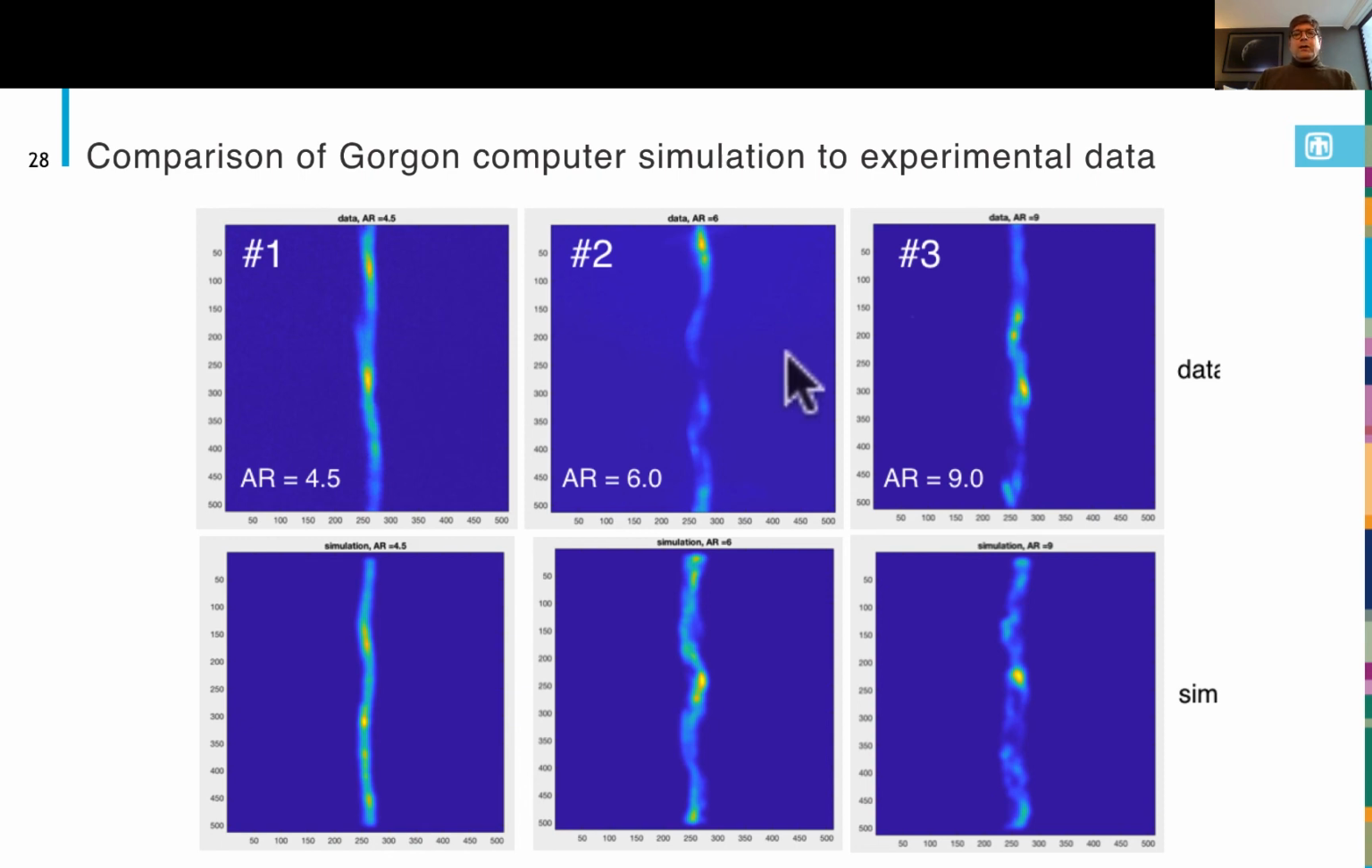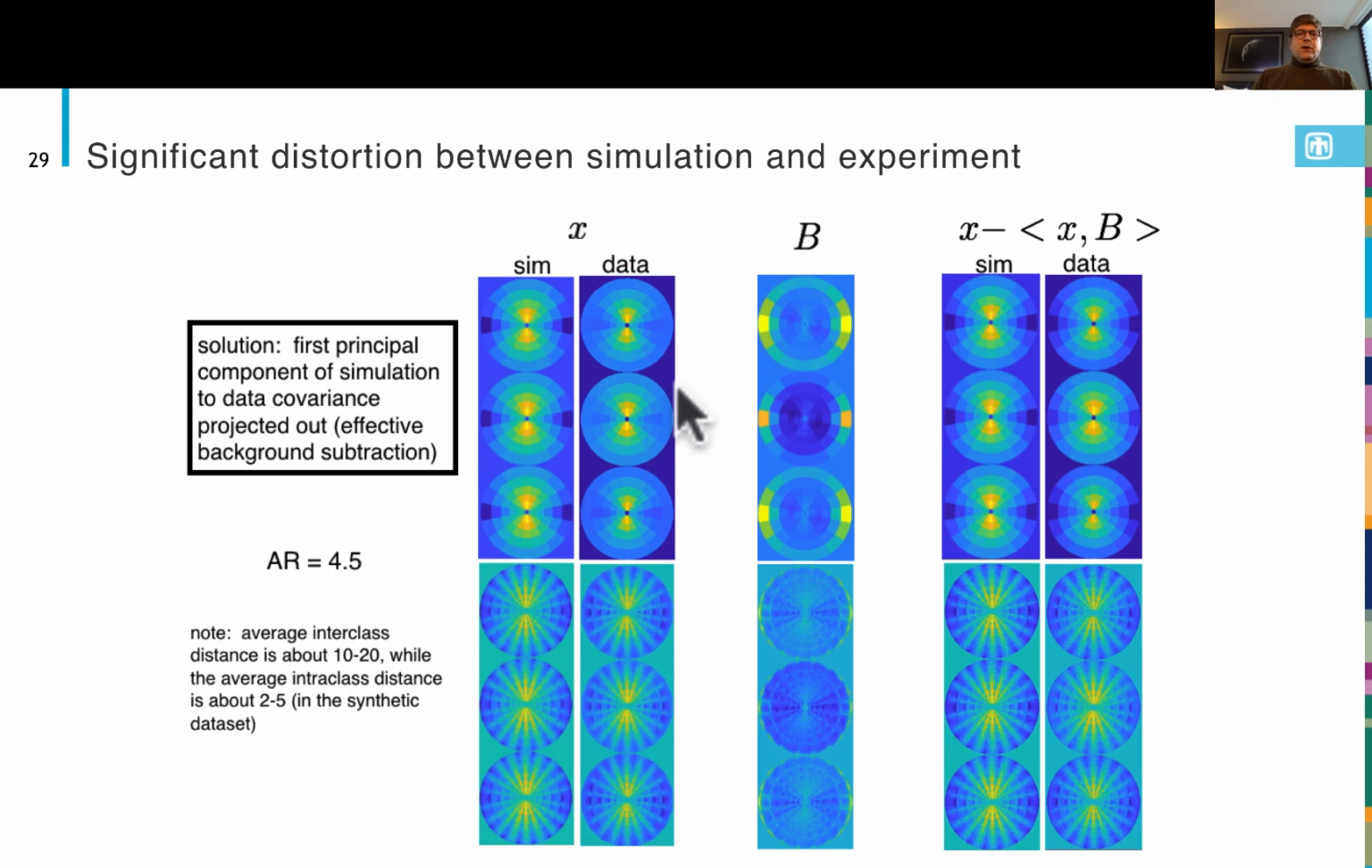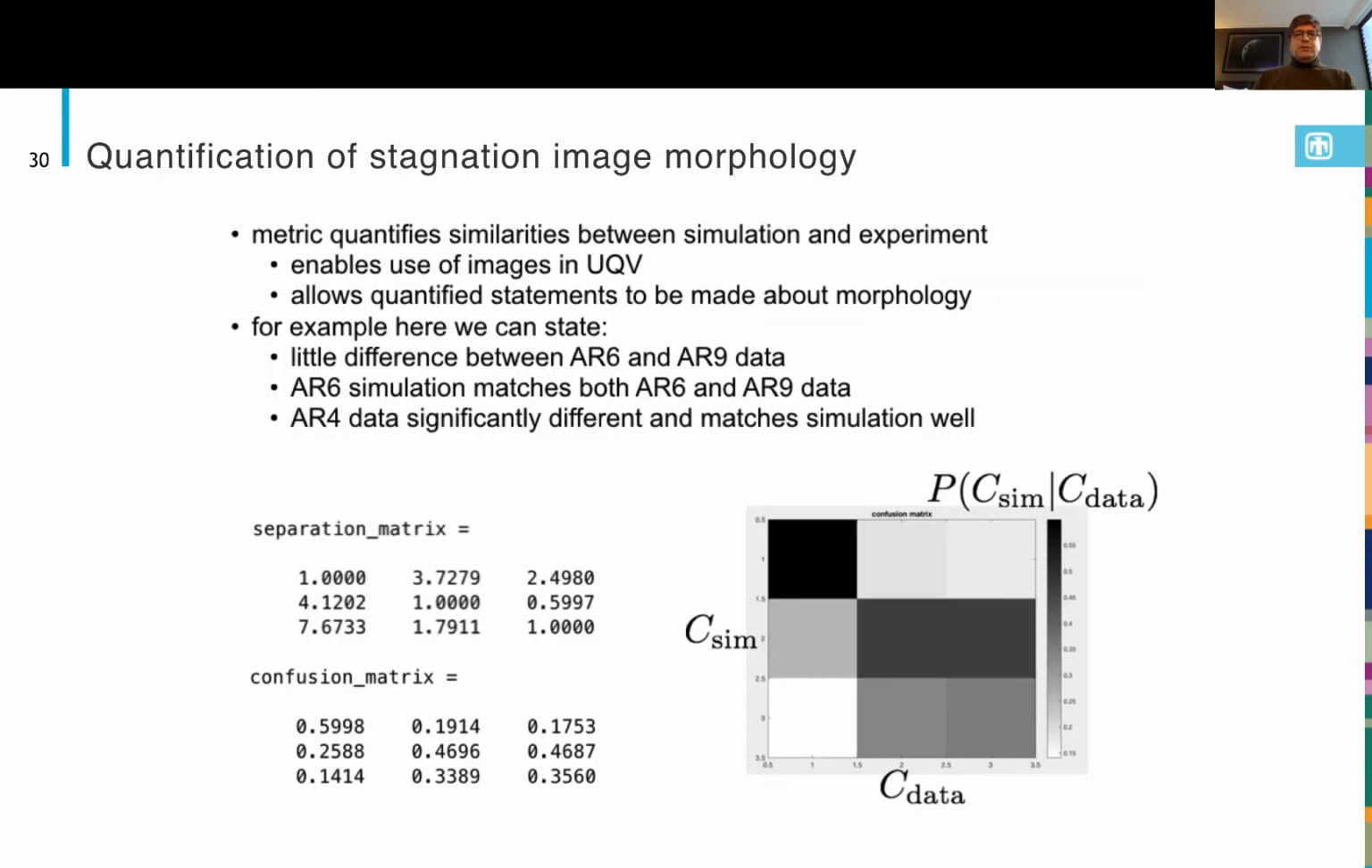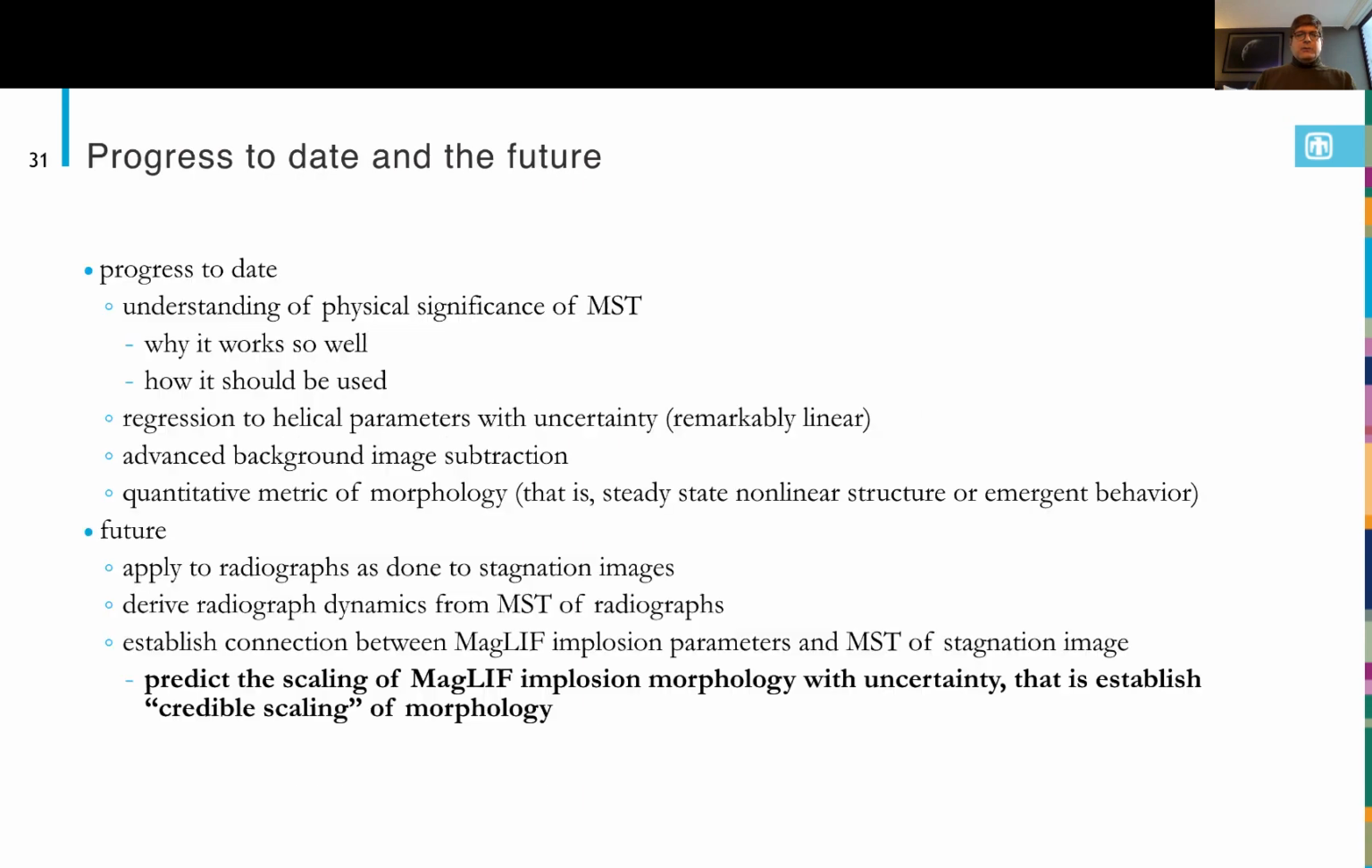We also did compare experimental images to simulations that should match them. We found, though, that there was a systematic striping of the experimental data. We ended up correcting for that by projecting out this background scattering transformation, and then we could compare the two. We found that the 4.5 aspect ratio simulation was very much like the data, the same for the aspect ratio 6, but we actually found that the simulation for the aspect ratio 9 did not match.